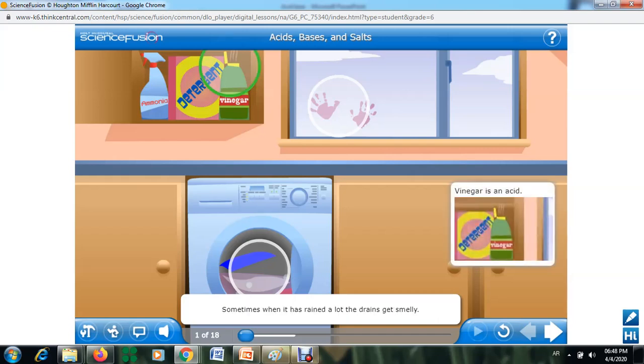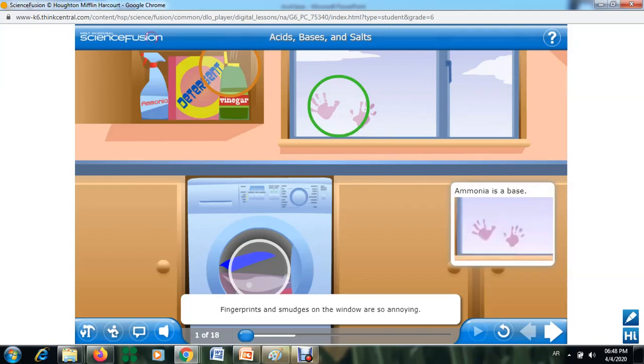Can you smell that? Sometimes when it has rained a lot, the drains get smelly. A simple remedy Taylor's family uses to eliminate bad smells is to pour a cup of vinegar down the drain. Vinegar kills smelly microorganisms that can't live in an acidic environment. Fingerprints and smudges on the window are so annoying. Fortunately, ammonia, a base, can clean these messes right off a window. Spray a little, then wipe. Look! You can see through the window now.